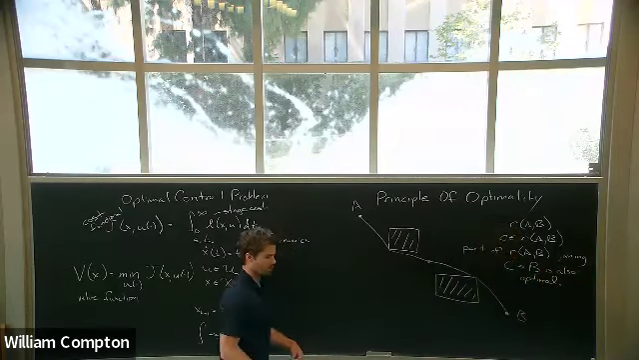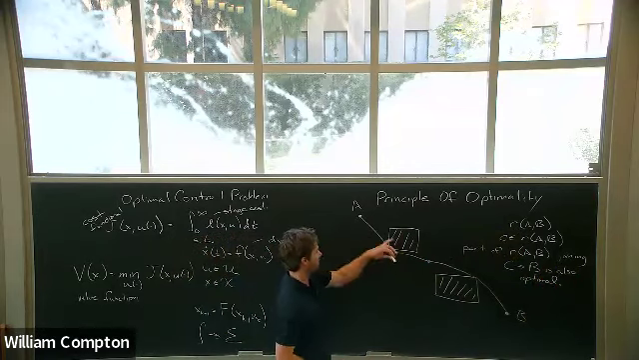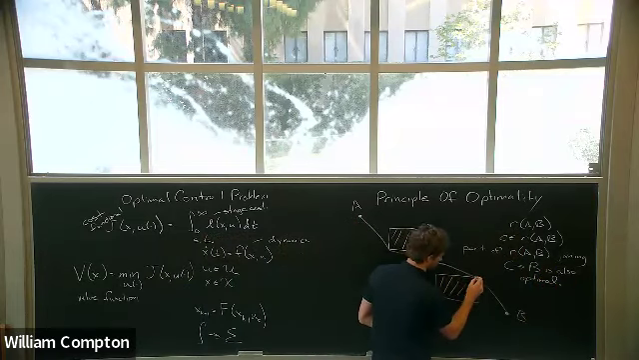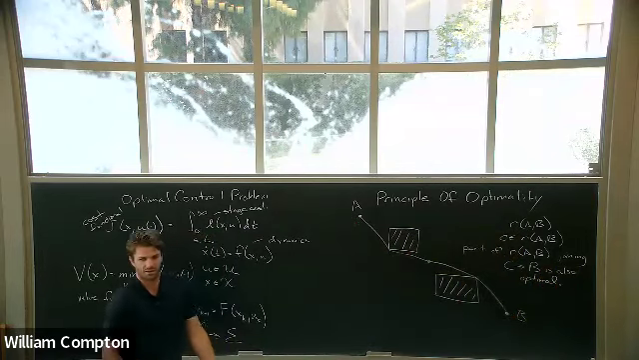Okay, so if we're talking about shortest paths, the idea is that if we go along the shortest path from A to B, and then we think, okay, well, what is the shortest path from C to B? Well, it has to be the remainder of the optimal path from A to B.